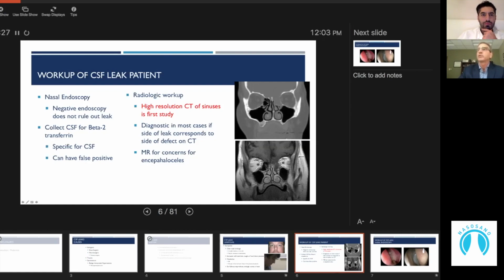You see a couple of images here. There's a skull-based defect with ethmoid opacification. If we're concerned about meningoencephalocele, we'll move on to an MRI, which shows that we actually have brain tissue extending into the ethmoids in this patient.